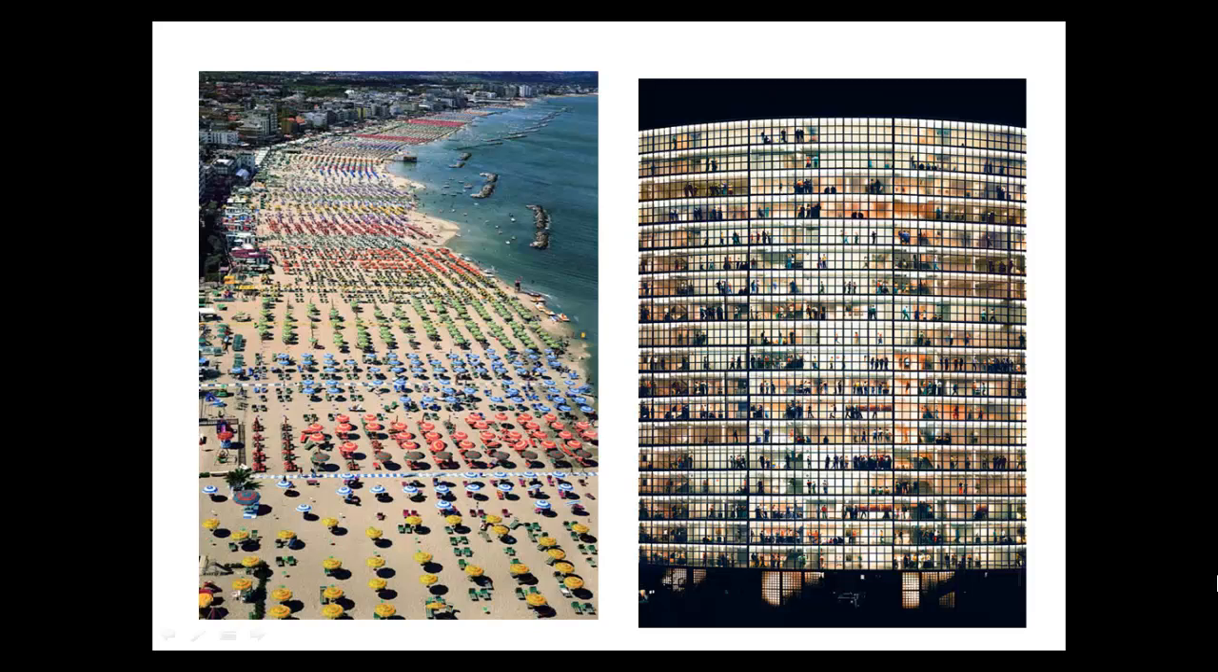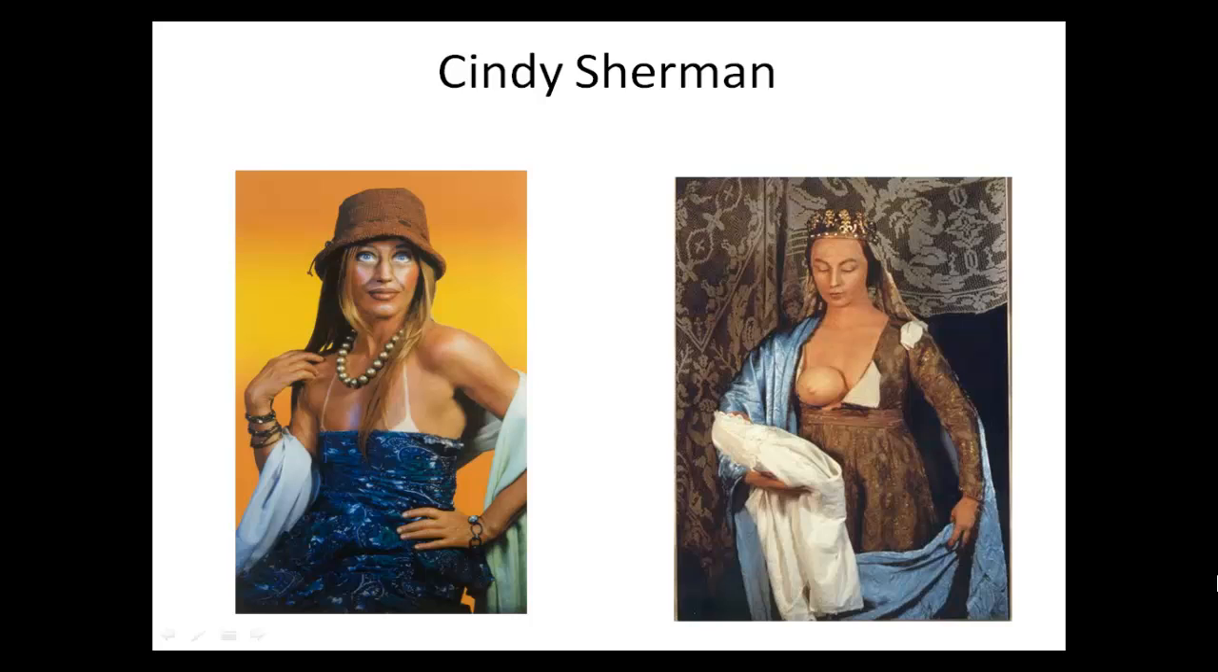Gursky, however, loves to play with color and with pattern. You can see here these beautiful lines in both the left and the right images. He uses color to allow our eyes to bounce from one area to another, and he also uses repetition. We've got the umbrellas repeating right across the beach, and on the right we have the windows repeating not only up and down but across left to right and back again.